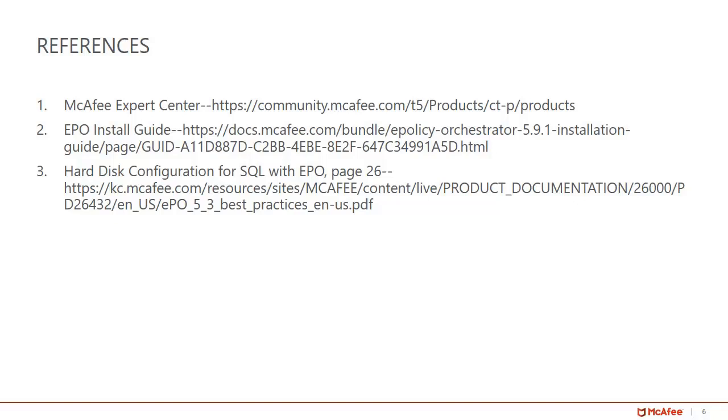I've also listed how you can get the 5.9.1 installation guide, and I've always found it useful to refer back to the 5.3 best practices guide as far as a hard disk configuration for SQL. The slowest part of your ePO server is going to be the SQL database. And to get the optimal speed from a SQL database, you need to follow the configuration in regards to RAID assignment and how the different components are placed on a different RAID disk within that structure.